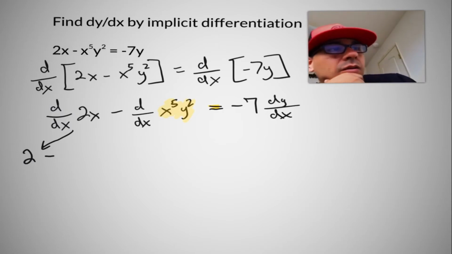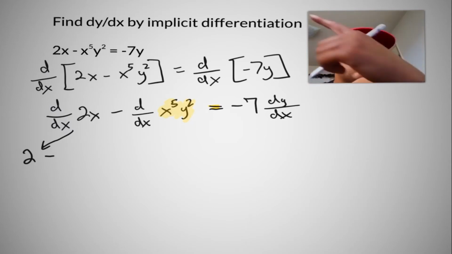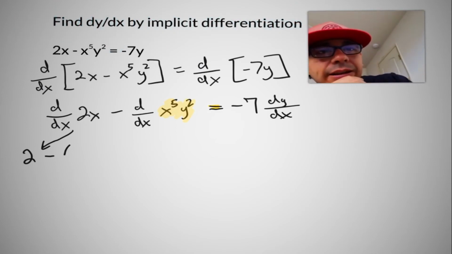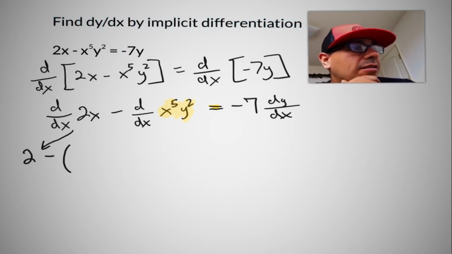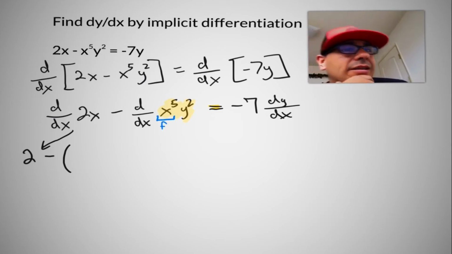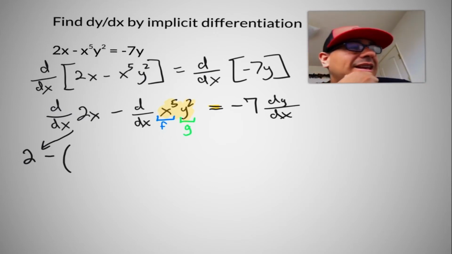Minus, we said we're going to have to use, because we have a multiplication, the product rule for derivatives. If you forgot how to do the product rule, go ahead and click my video right there, and that'll help you out. Let's start it off. I'm going to call this factor f, and this factor g. So x to the fifth represents the function f, and y squared is going to represent the function g.